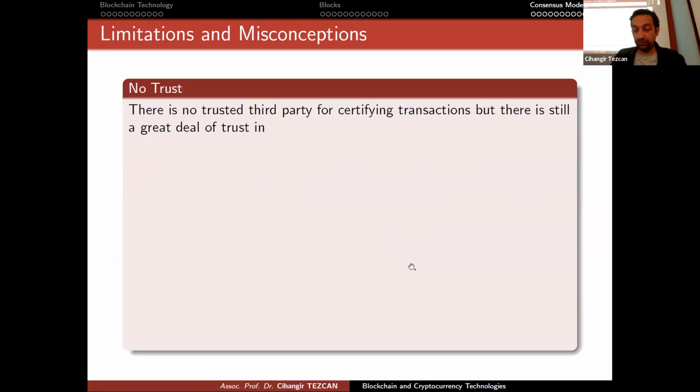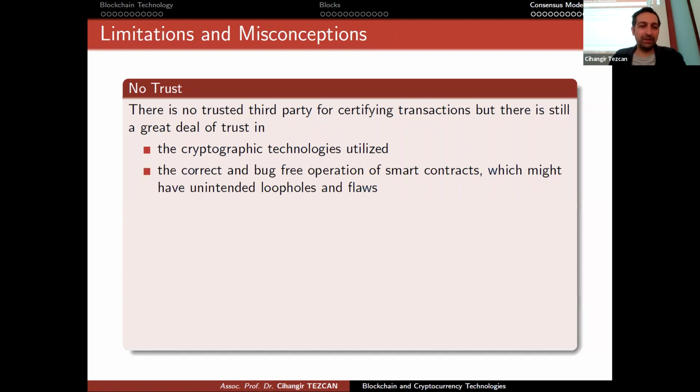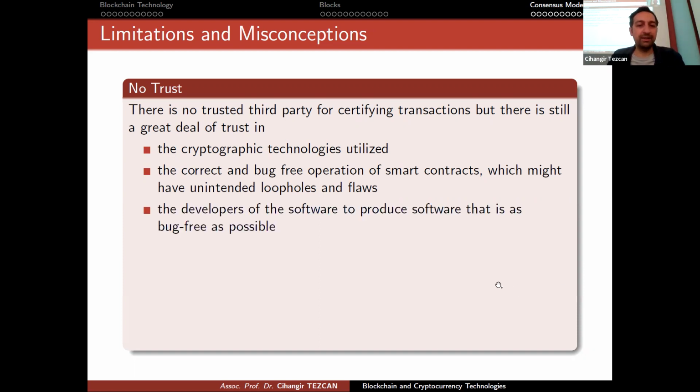Another misconception is the idea that there is no trust. Actually, there is trust because there is no trusted third party for certifying transactions, but there is still a great deal of trust in the cryptographic technologies used. In some cryptocurrencies, people use wrong cryptographic algorithms and they were broken. We also have to trust in the correct and bug-free operation of smart contracts, which might have unintended loopholes and flaws. We have to trust in the developers of the software to produce software that is as bug-free as possible, which is a very hard thing to do, by the way.